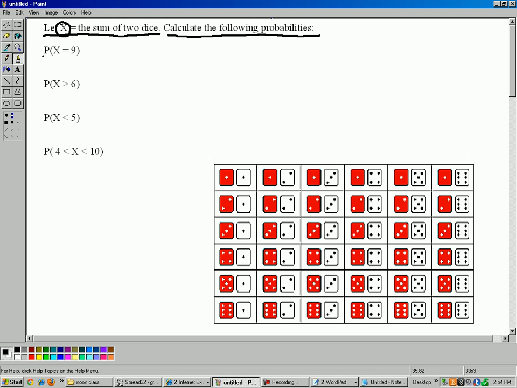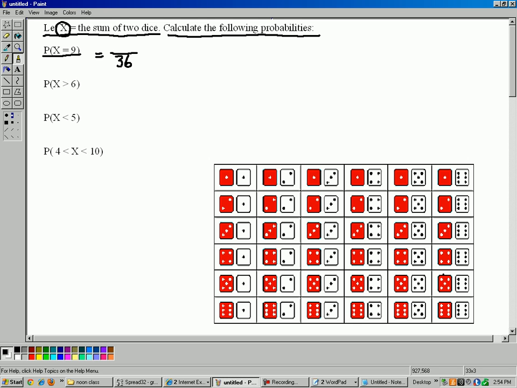The probability that X equals 9. In other words, what is the probability that you roll two dice and you end up with a 9? So down here we have our sample space, and there's 36 outcomes altogether. So we already know on all these questions, the denominator is 36. If you just count them up, you see 36 possible outcomes.